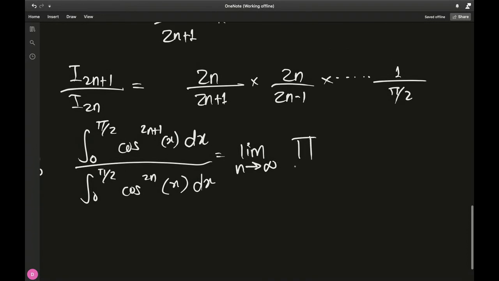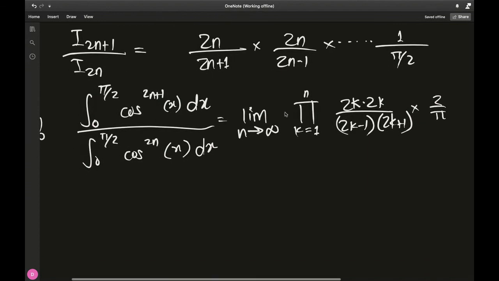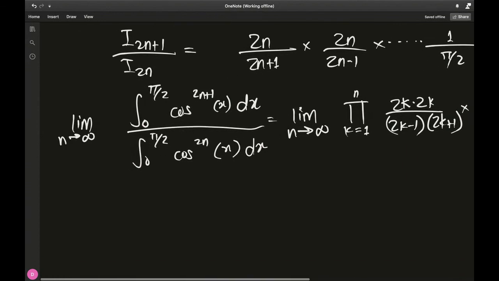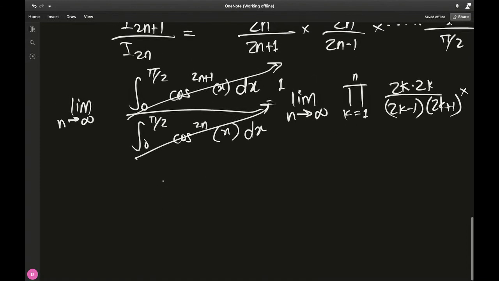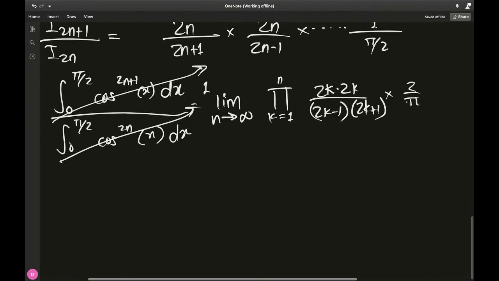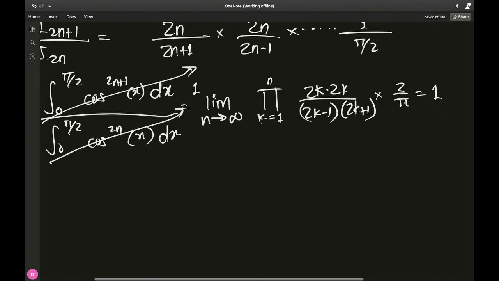So let our sum run from, say, k equals 1 to n of 2k times 2k over 2k minus 1 times 2k plus 1 times 2 over pi. Now in the limit that n goes to infinity, you can use other methods to see that the ratio of these diverging integrals will always be 1. So this means that the right hand side is equal to 1. So take the 2 over pi on that side.